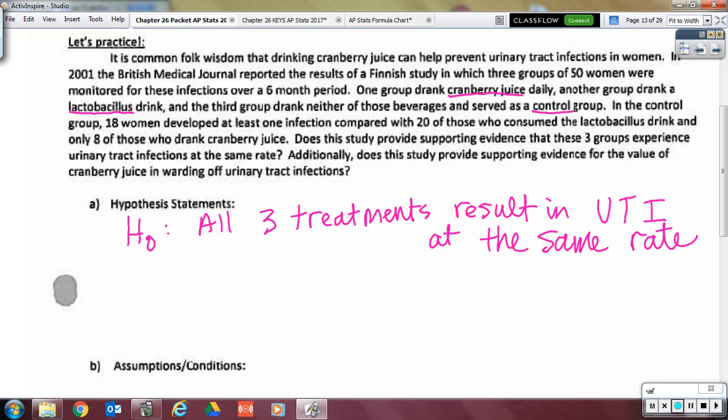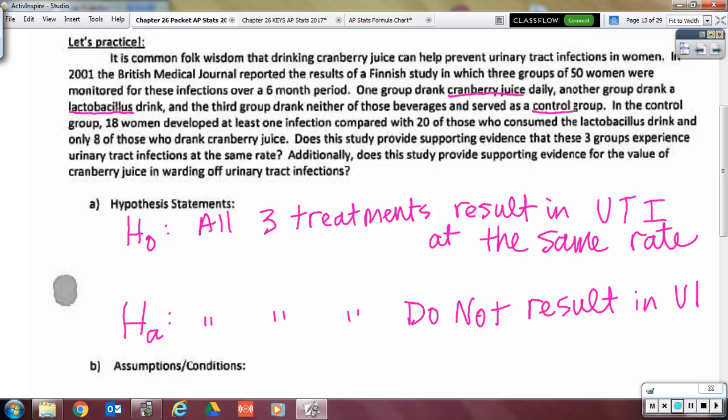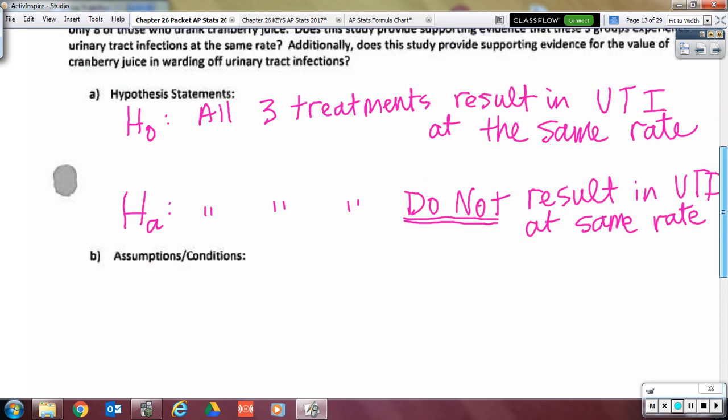All right, so see if you have evidence of the alternative or not, which would say what? Do not result in UTIs at the same rate. Or you could say they have results at a different rate or something like that. Okay? All right, so there's our null and our alternative. We're going to see what kind of conclusion we make from our sample we got. So now let's do our assumptions and our conditions.